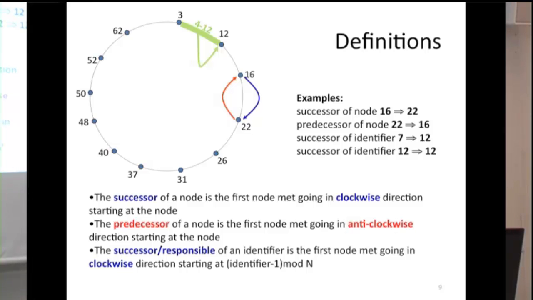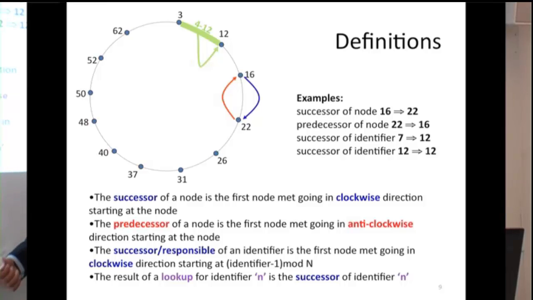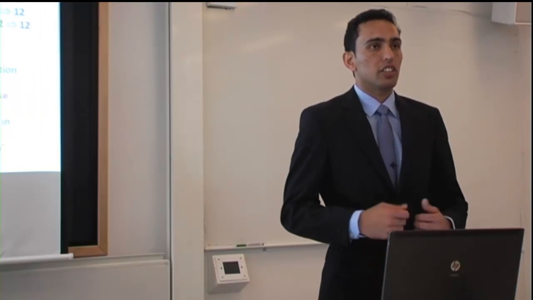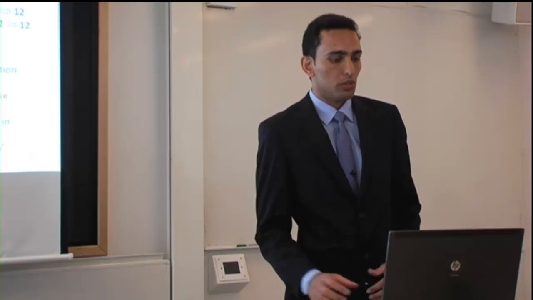Now when you make a lookup, it tries to find the node that is responsible for that particular identifier. For example, if you make a lookup for 7, you get routed, and the lookup should return that node 12 is responsible for this identifier. Right, so this is just background.